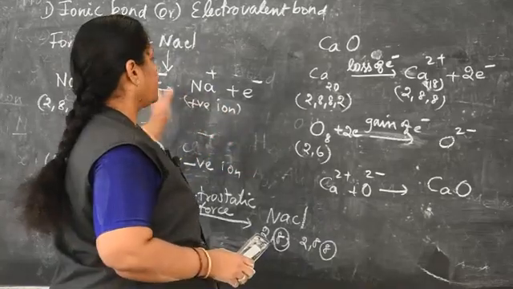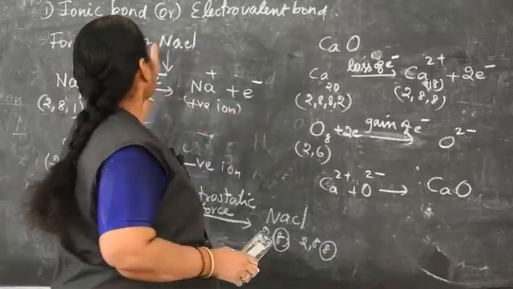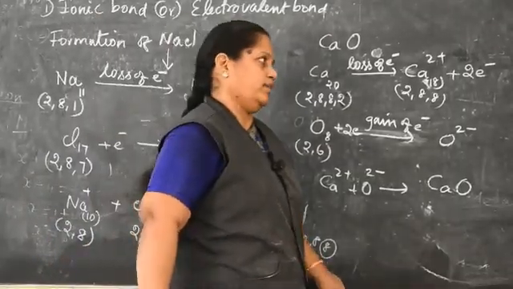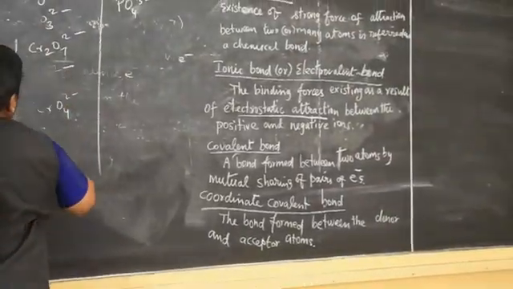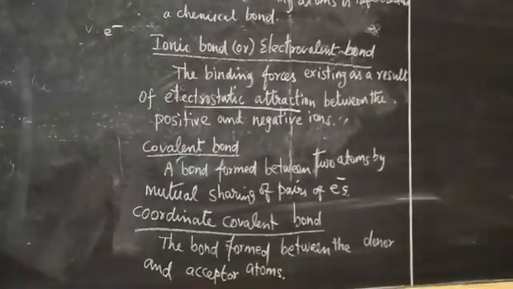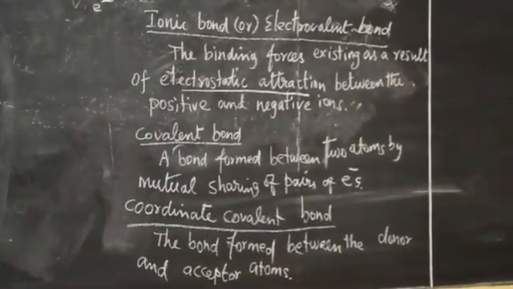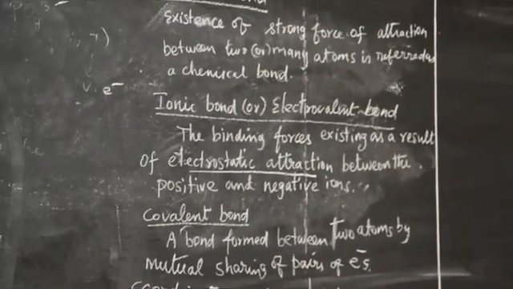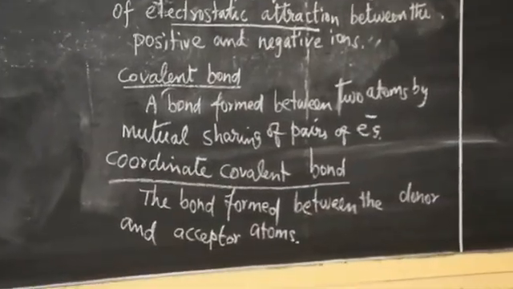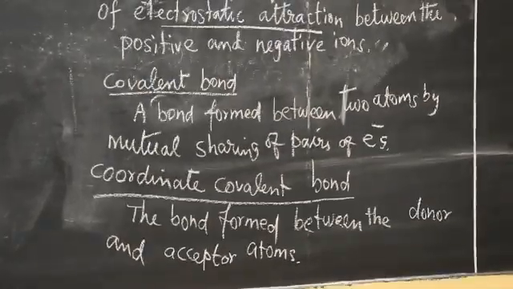Okay, I will give just these 2 examples. So next we go for the covalent bond. Next, the important topic is the covalent bond. What is a covalent bond? Mutual sharing of pairs of electrons between 2 atoms is called a covalent bond.